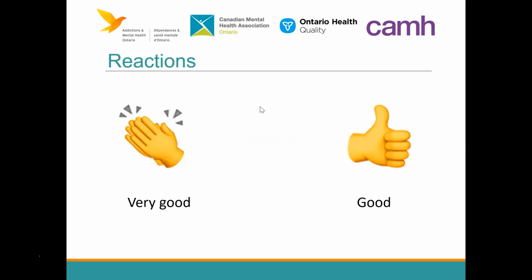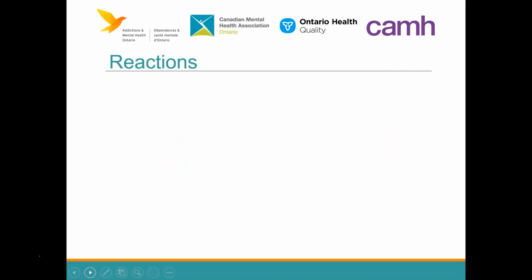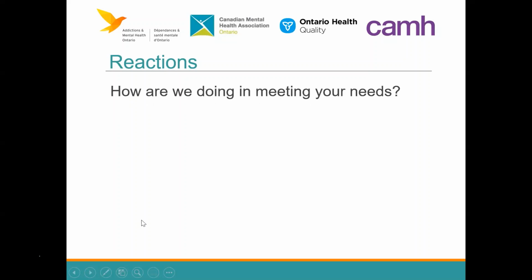But here's the way in which you can use these. Again, you probably want to have everybody be Mickey Mouse or something at this point, because you want to be able to anonymize what people are sharing. And you can just say to people, okay, I'm going to have you respond to a couple of questions here. Using those two reactions, clapping is very good, thumbs up is good. How are we doing in meeting your needs today? And if you're in that gallery view of all the participants, then you will be able to see what people are saying.